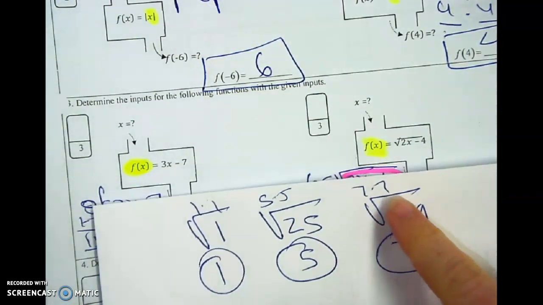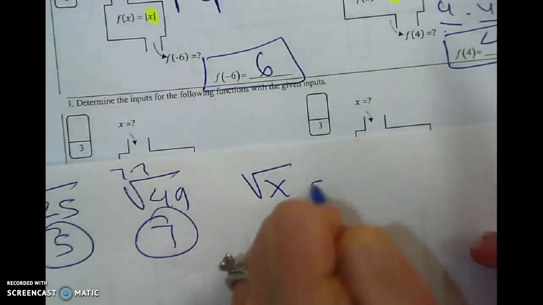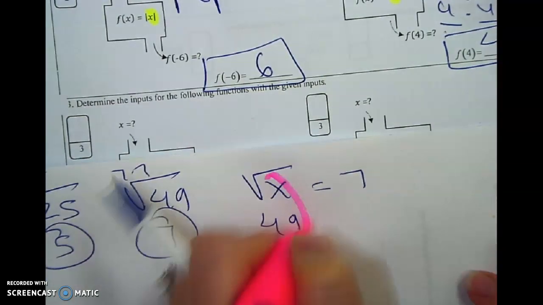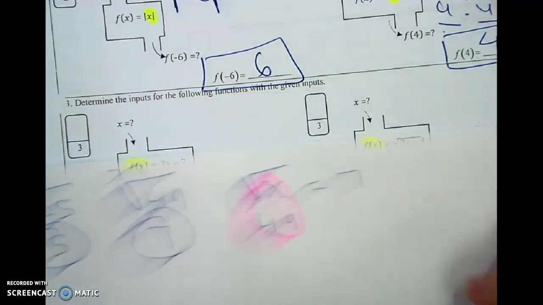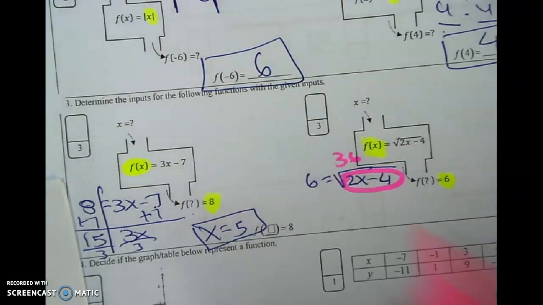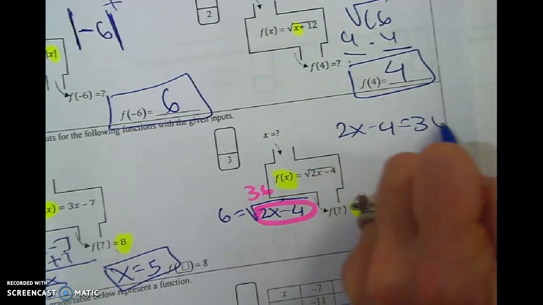Remember when it was in here, the square root of 49 is 7? So if I went like this, the square root of what equals 7? You would say that's 49. So x would be 49. But this time, the whole darn thing has got to equal 36. So that means I'm going to have to come over here and go 2x minus 4 equals 36.